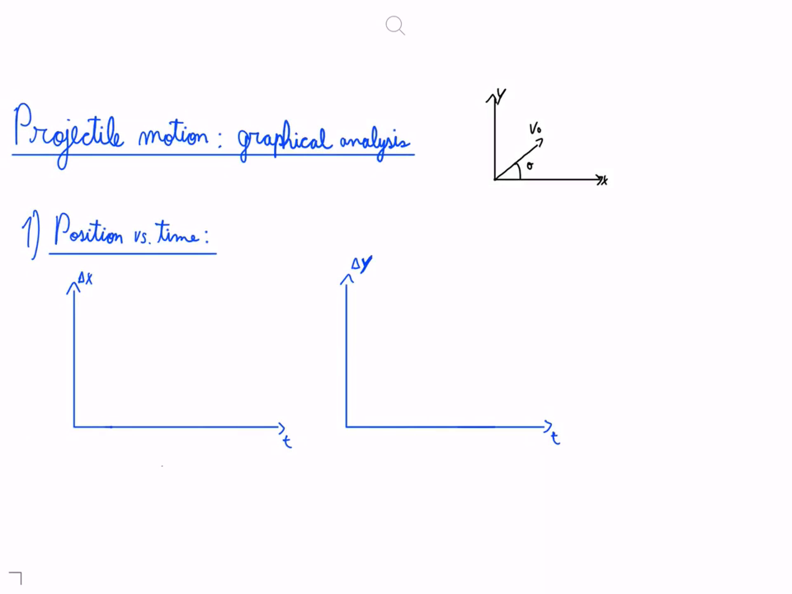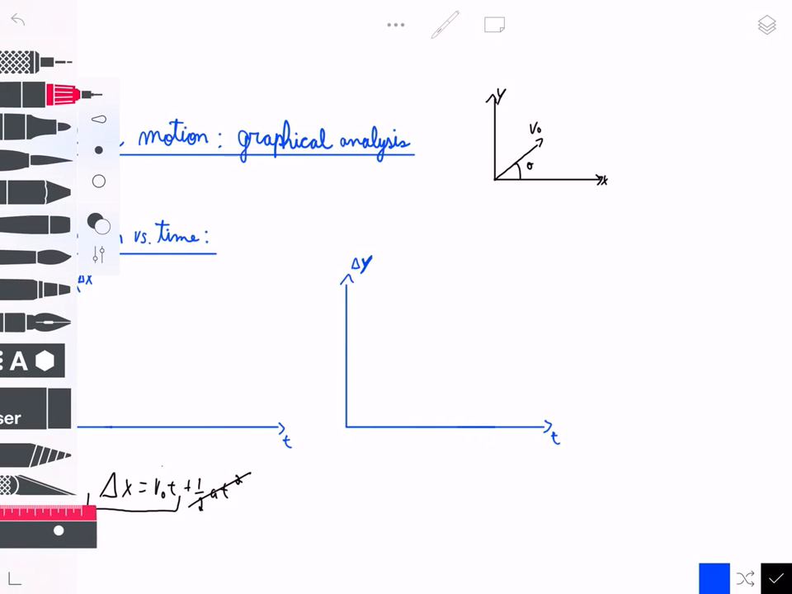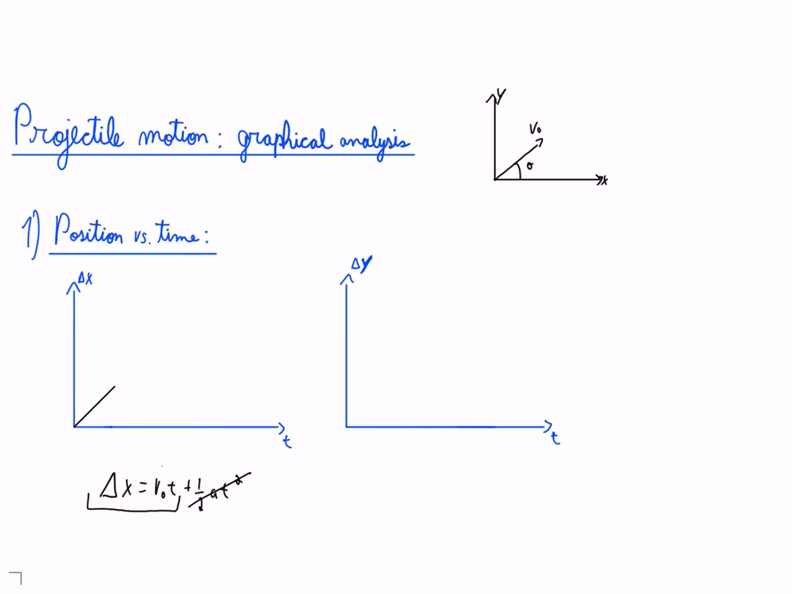So let's start with the delta x graph. We know that delta x is equal to v0 t plus 1/2 a t squared. But we also know that acceleration is 0 in the x component in projectile motion. Therefore, this entire term gets cancelled out, so we can see that delta x varies linearly with time in projectile motion. So we can quickly graph here the delta x over time graph, which would just be a linear graph.